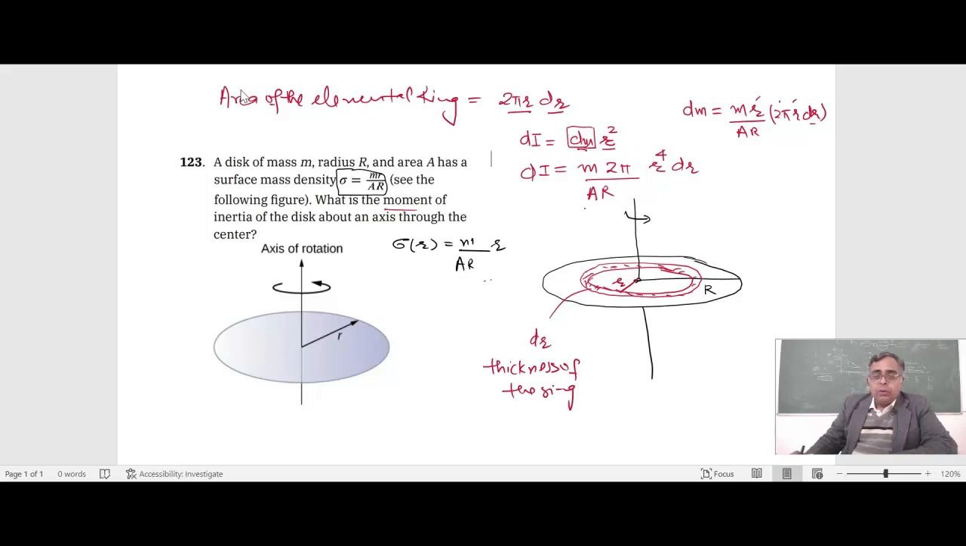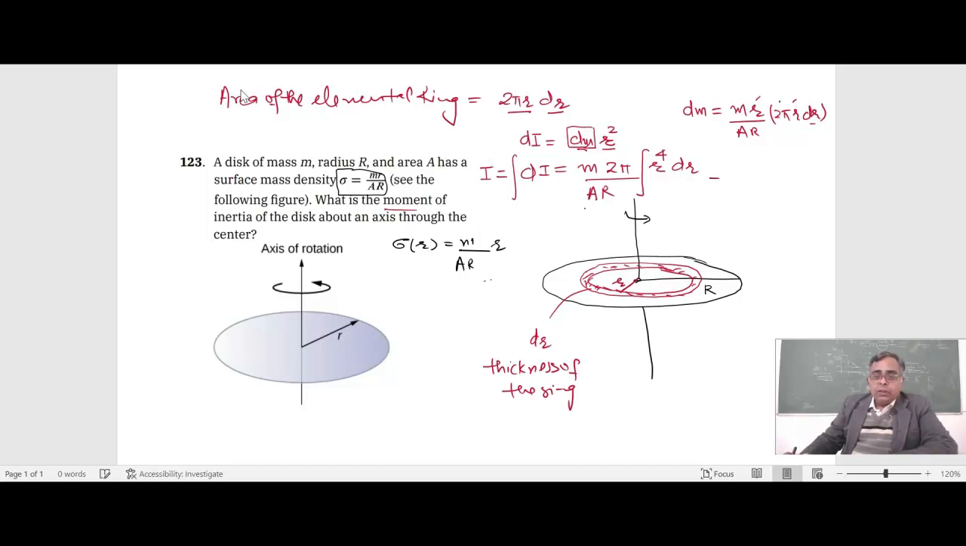Now, in order to find the moment of inertia of the complete disk, I have to integrate it. Integration means if I take other elemental rings and find out the moment of inertia of all other rings, and then add them, I will get the moment of inertia for the whole disk. So that integration indicates that. So this will give the moment of inertia of the complete disk.